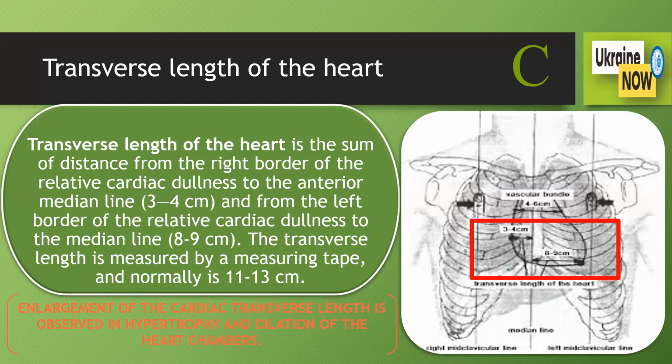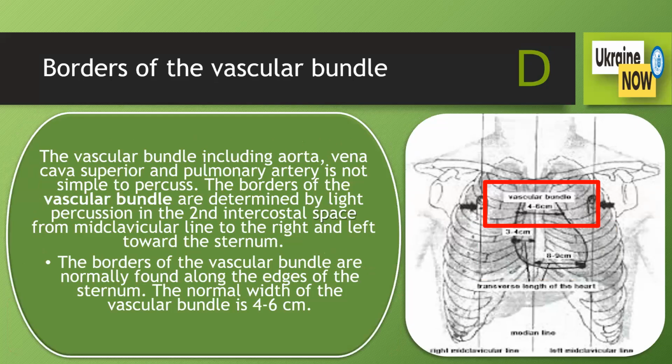Enlargement of the cardiac transfer rate is observed in hypertrophy and dilation of the heart chambers. Point D in percussion of the heart is determination of the borders of the vascular bundle. The vascular bundle, including aorta, vena cava superior, and pulmonary artery, is not simple to percuss. The borders of the vascular bundle are determined by light percussion in the second intercostal space from mid-clavicular line to the right and left towards the sternum.